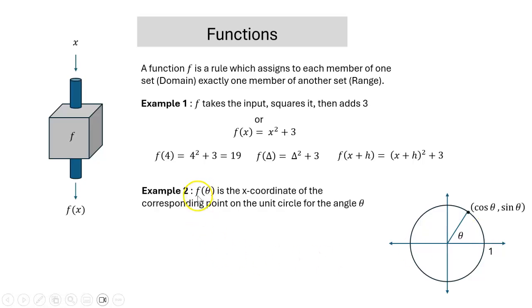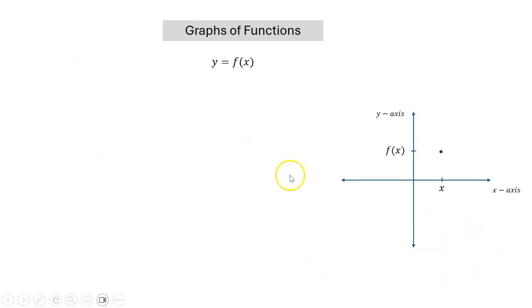But you could define a function this way. F of a given angle is the x-coordinate of the corresponding point. So we get the function f of theta is cosine theta. So another way to define a function. There are many ways to do so. Now, another way to, if you will, depict a function is the following.